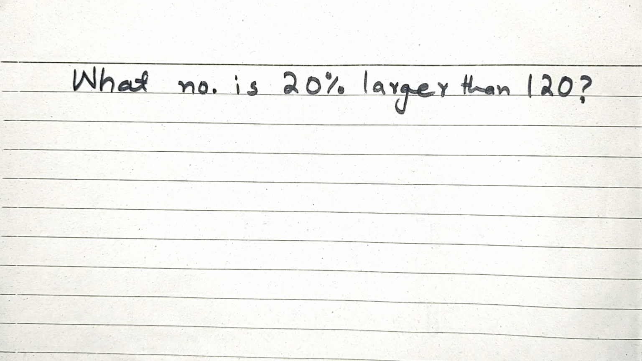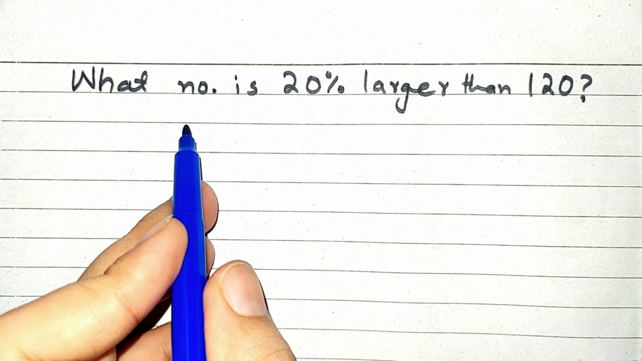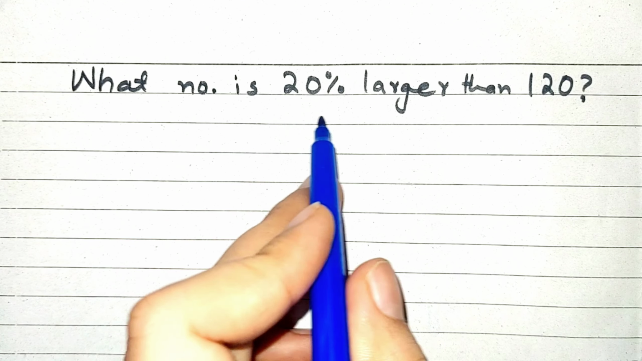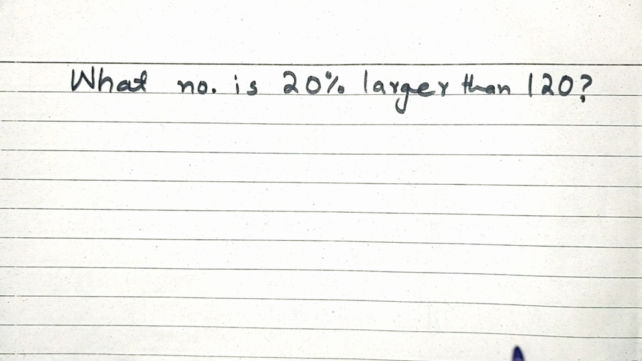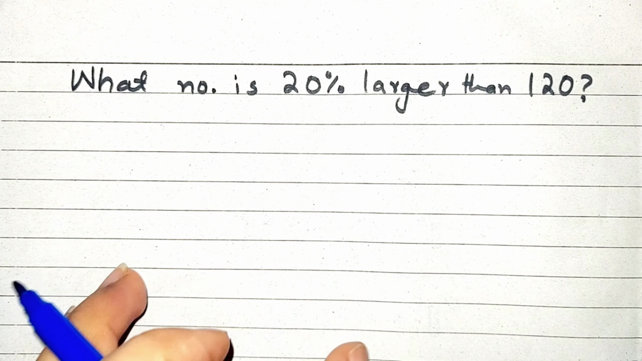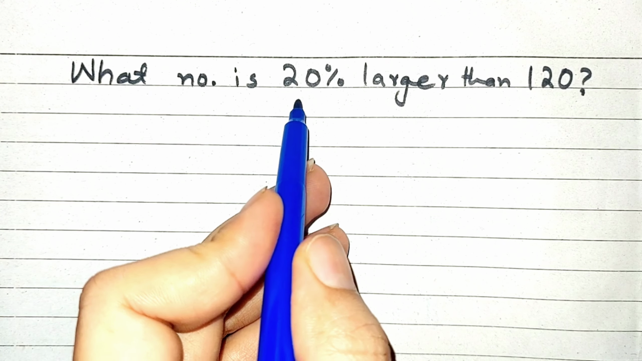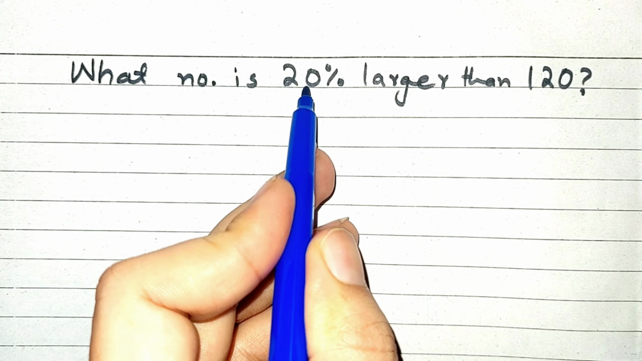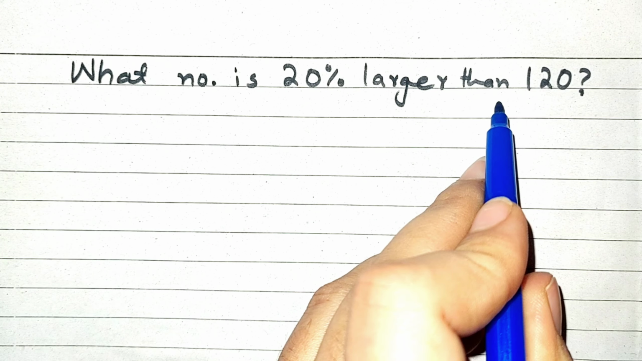So today we have a very nice question in which we have: what number is 20% larger than 120? So what do you think, how can we solve this? We have to find a number that is 20% larger than 120. So the unknown number we have to find. Here we have to first find out what actually 20% of 120 is.